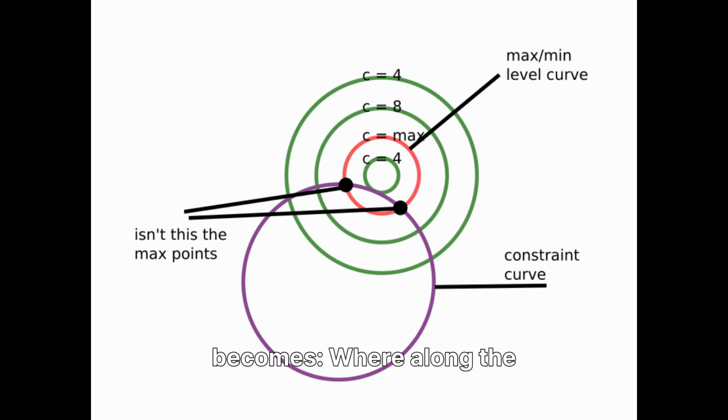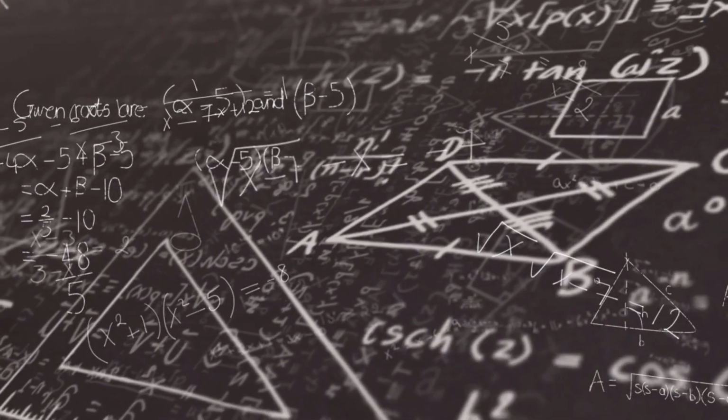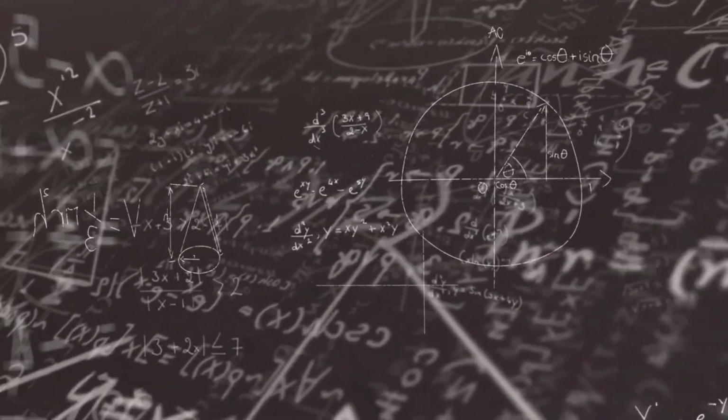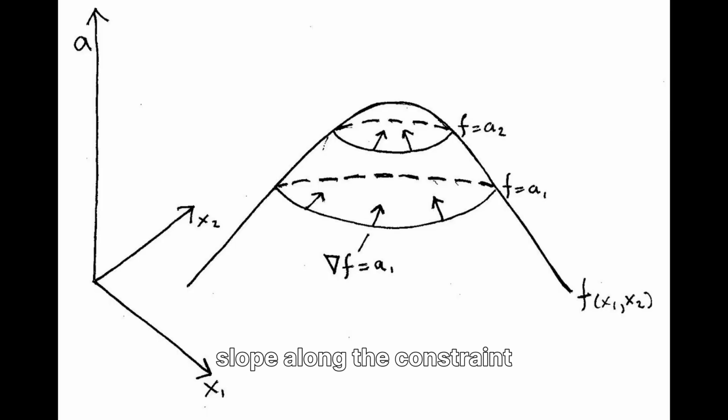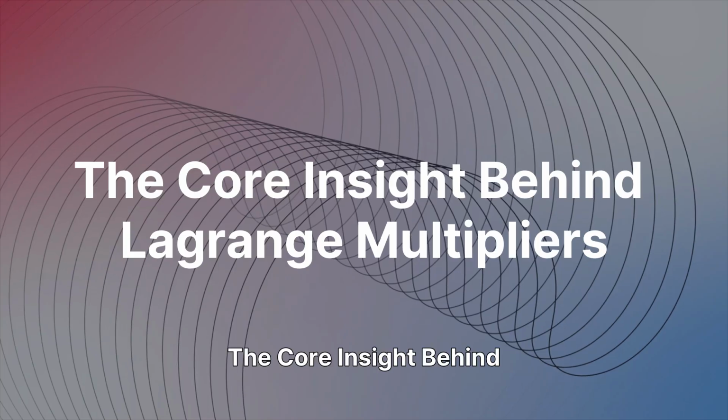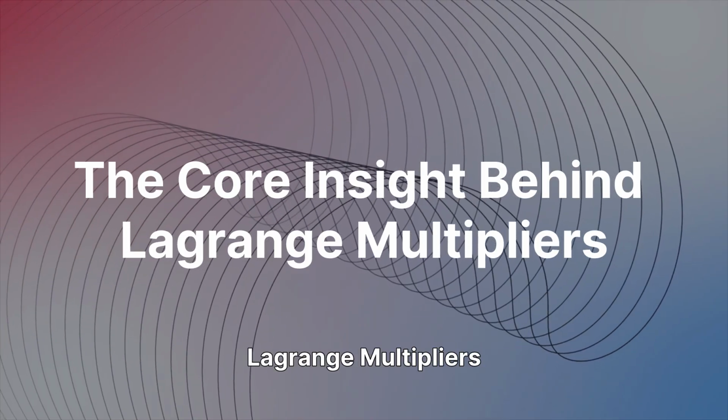So now the question becomes, where along the constraint curve does the function reach its maximum or minimum? This is key. You are no longer looking for where the slope in every direction is zero. Instead, you want the slope along the constraint to be zero. That subtle difference changes everything. The core insight behind Lagrange multipliers.